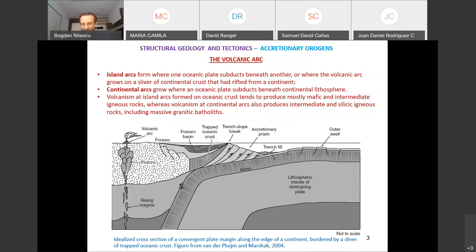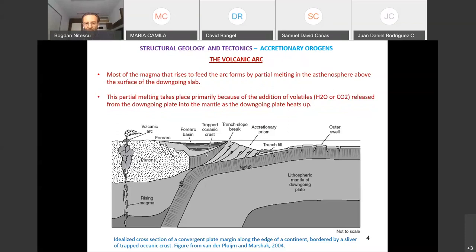Just a bit of background in petrology so that when Marcos asks you or tells you some things, you already know them. All right. So, as I was just mentioning, how this forms, where the magma comes from: the addition of fluids, of volatiles like water and carbon dioxide, that are released from the plate that subducts.